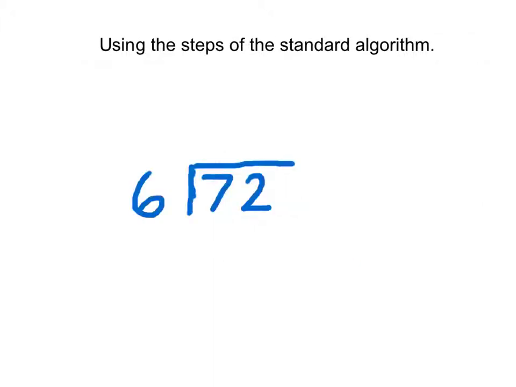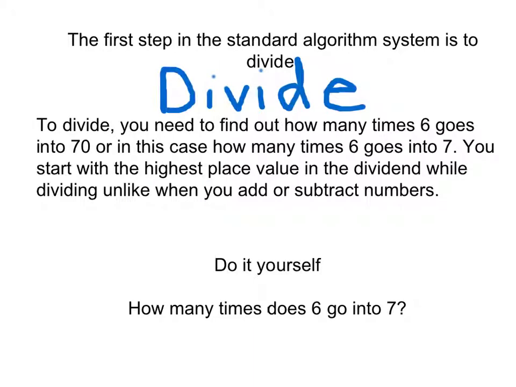Let's take a look at this problem. We are dividing the dividend, which is 72, by the divisor, which is 6. The first step in the standard algorithm system is to divide.